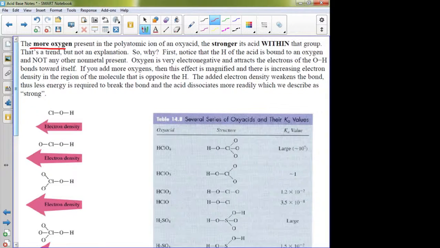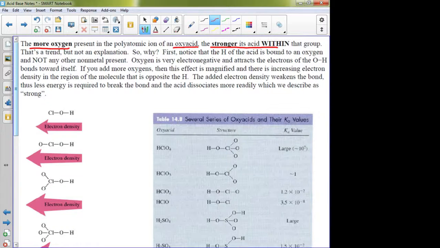The more oxygen that is present in an oxyacid, okay? What is an oxyacid? What's oxy make you think of? Oxygen. So an oxyacid is an acid that has oxygen. So don't let the term confuse you. The more oxygens I put in there, the stronger the acid is going to be. So if I have 2 oxygens in an oxyacid versus 3 oxygens in an oxyacid, which one's going to be stronger? The one with 3.